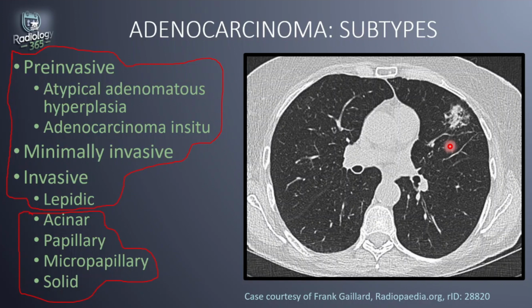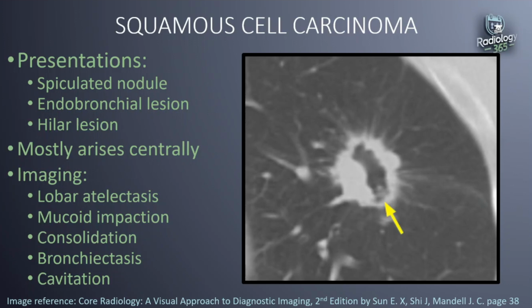Now, squamous cell carcinoma is slightly less common today than adenocarcinoma and most commonly presents as a spiculated nodule, just like adenocarcinoma. However, it can also present as an endobronchial or hilar lesion. The majority of squamous cell carcinomas arise centrally from main lobar or segmental bronchi, where the tumor tends to cause symptoms early due to bronchial obstruction.